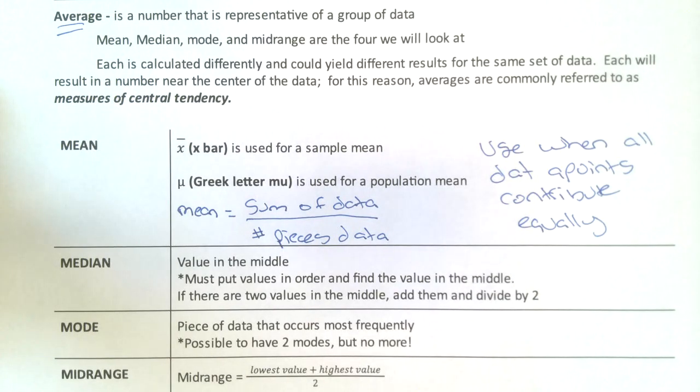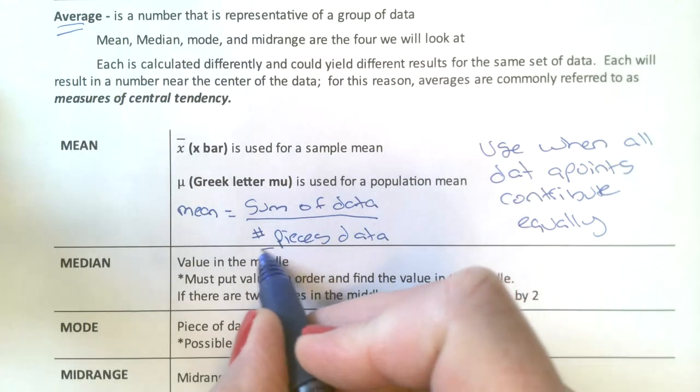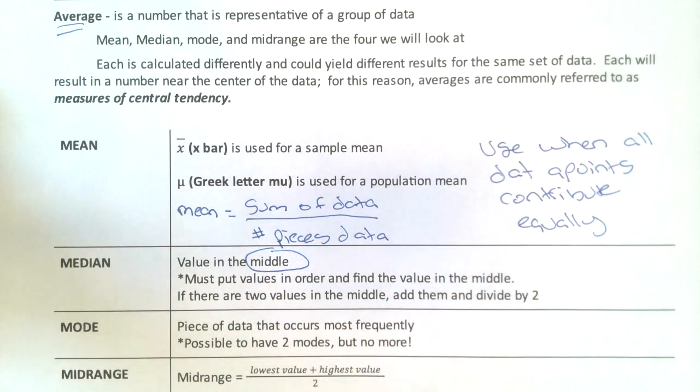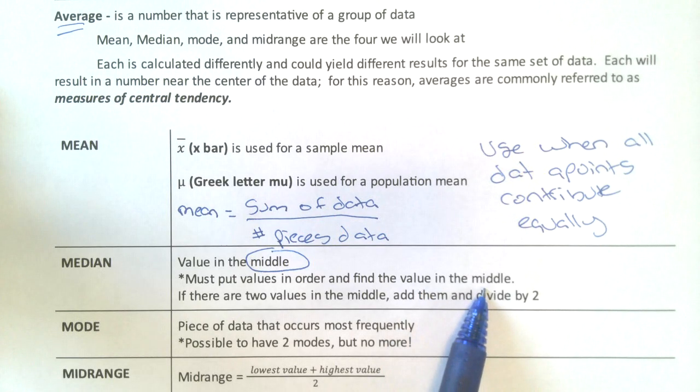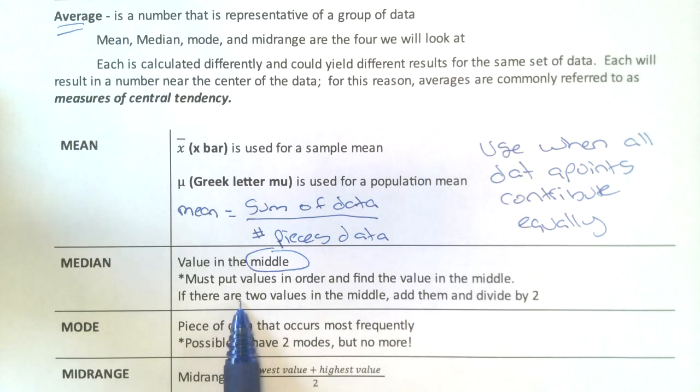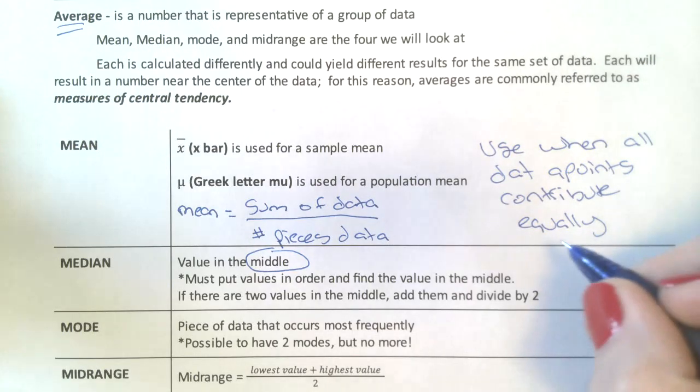And then we have the median. The median is the value in the middle. So in order to do that, we would have to put all the values in order from smallest to largest, and then we're going to play the cross-off game. We're going to find the value in the middle. If the median lands between two numbers, then basically we're going to find the mean of it. We're going to add them and divide by 2. We would use the median when outliers could skew the data.